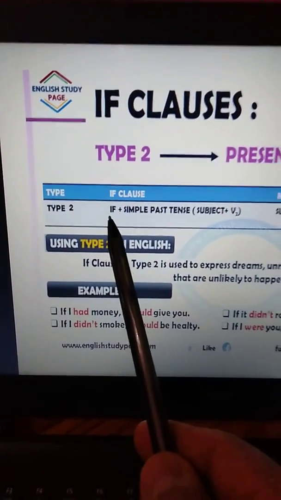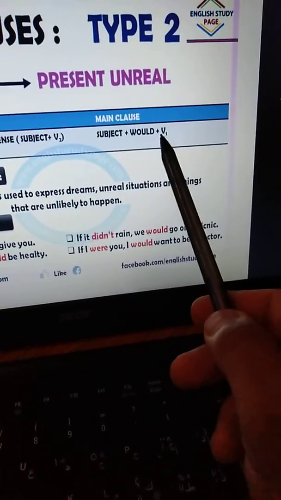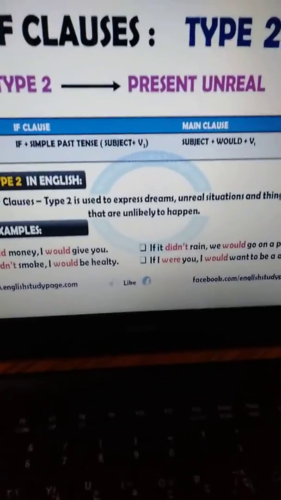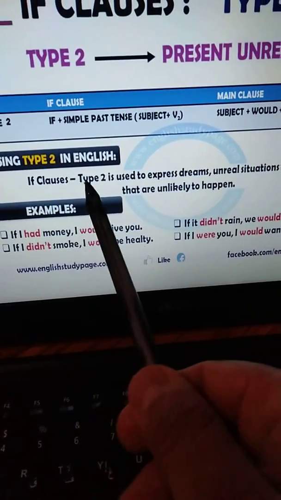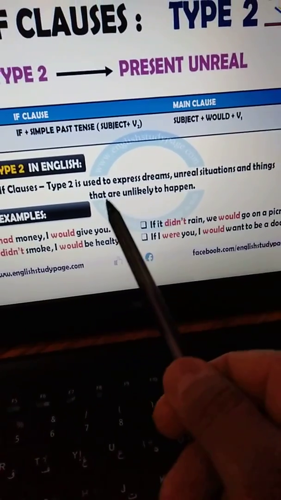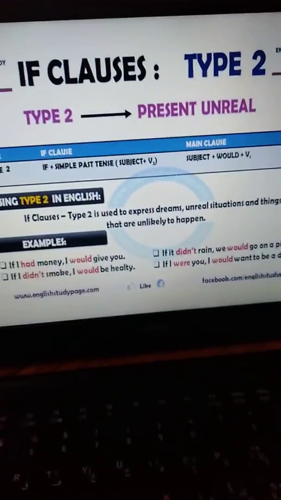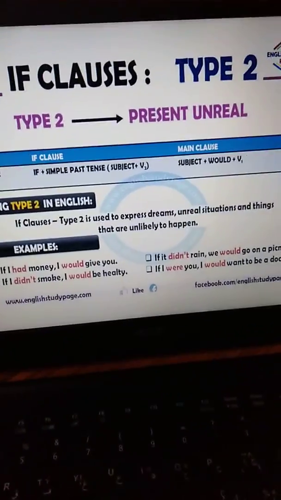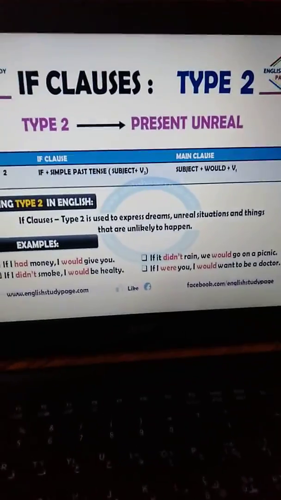Of course, here if we talk about the form as I told you, it's in the if clause, if plus simple past, of course subject plus verb, okay? And in the main clause, it's subject plus would plus verb, right? This is a verb in the infinitive. And for the use of type 2, in English, here in the if clause, in type 2, we use it to express dreams, okay, unreal situations, and things that are unlikely to happen. This is the use here, please. Type 2 is used, تنستعمله, to express dreams, أحلام. I dream about something. كنحلم بشي حاجة تكون عندي. But it is unreal. Dreams are unreal. الأحلام راهي غير حقيقية. Unreal situations and things that are unlikely to happen. أشياء اللي ما وقعتش. Alright.